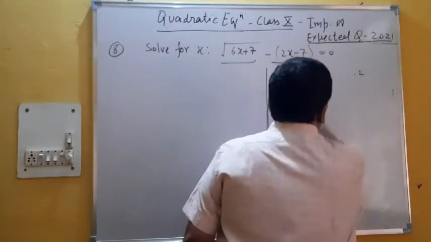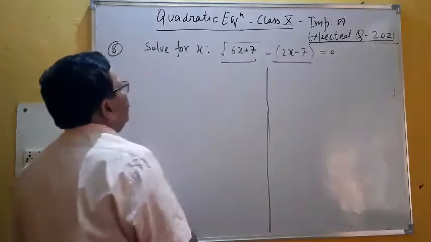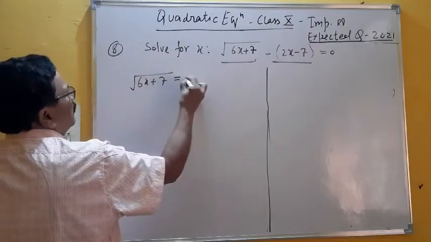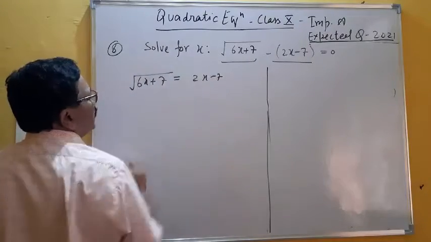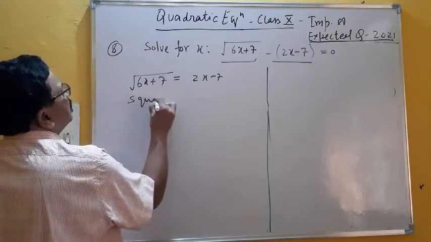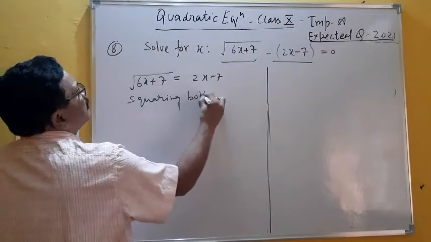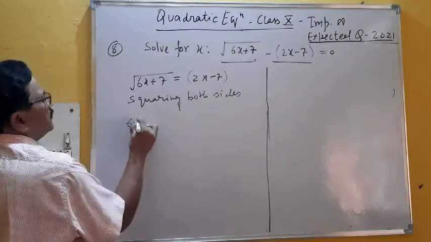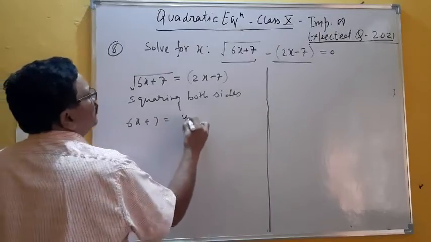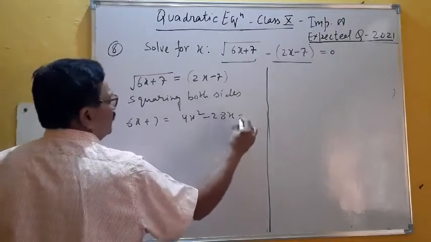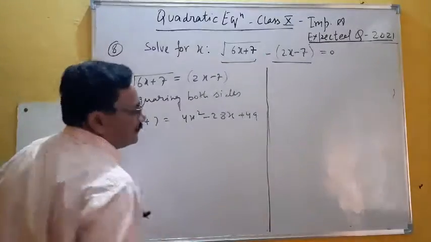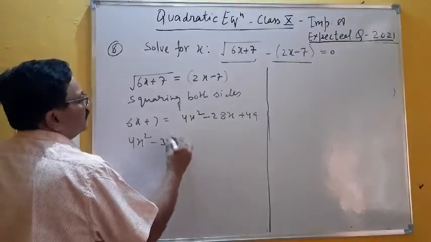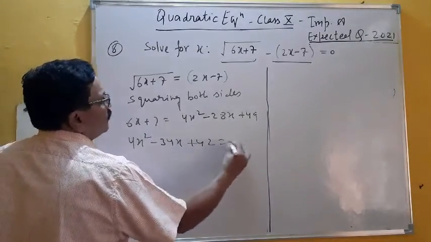First, you take this part to the right hand side: √(6x + 7) equal to 2x minus 7, right? Now squaring both sides. What do you get? 6x plus 7 equals 4x square minus 28x plus 49. Take all terms together: 4x square minus 34x plus 42 equal to 0.